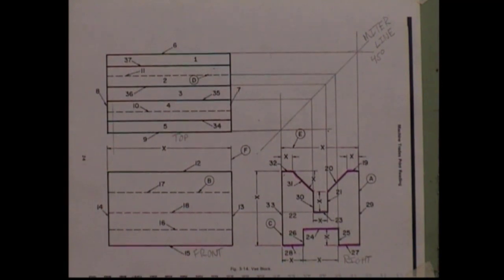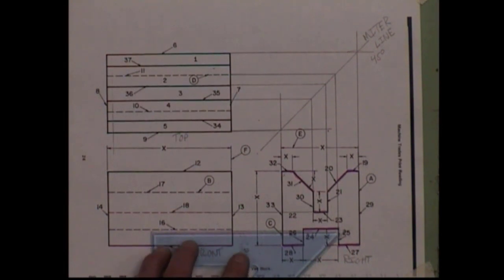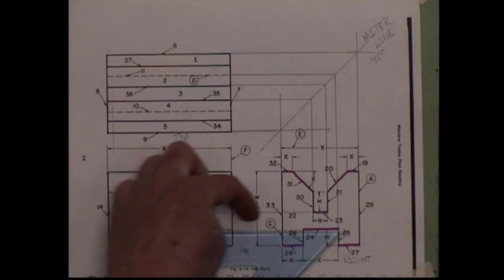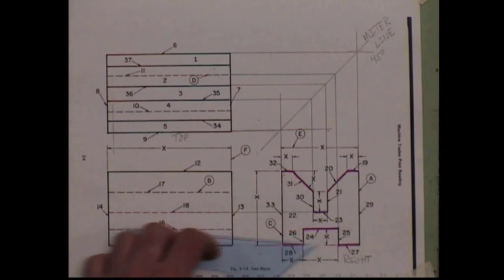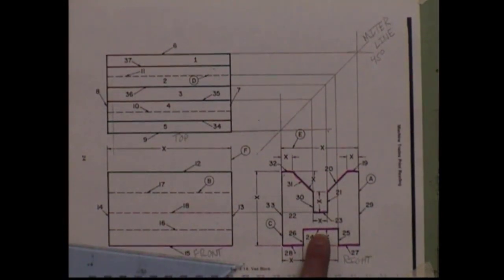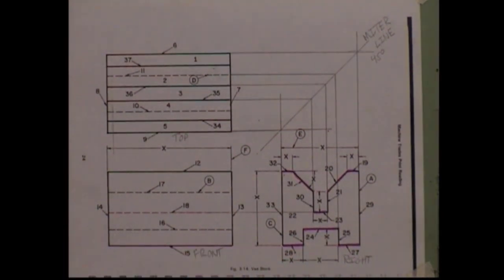Line 16 in the front view is what line in the side view? So you can use your straight edge. If you don't trust, just tracing with your finger. So line 16 is what line in the side view? 24. All right, number 8, surface 22 in the side view is what line in the top view?